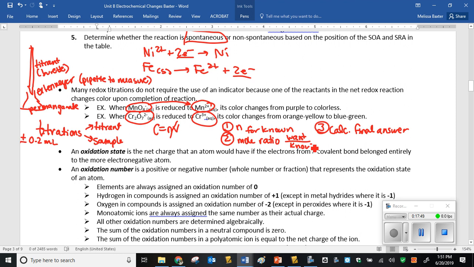So the one that I started with, because I know its concentration and volume, I'm going to figure out how many moles I have of it. That's the one that I know. It always goes on the bottom. And I get the mole ratio from the balanced reaction.